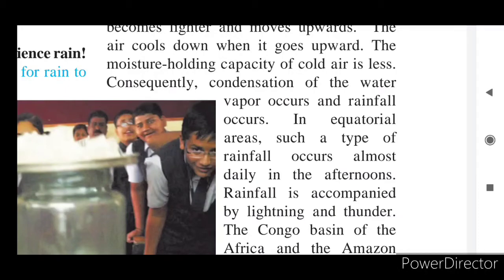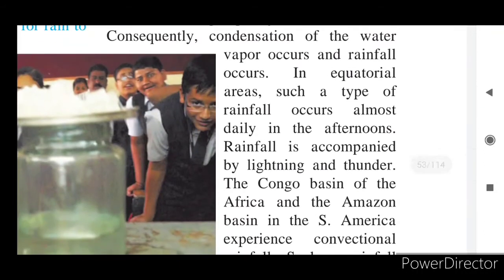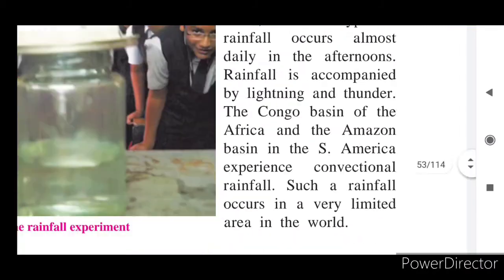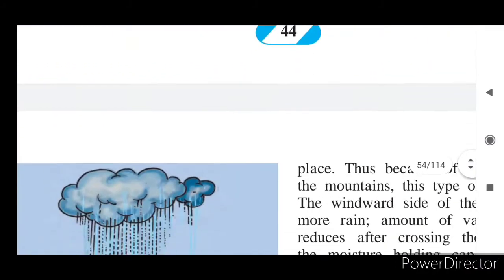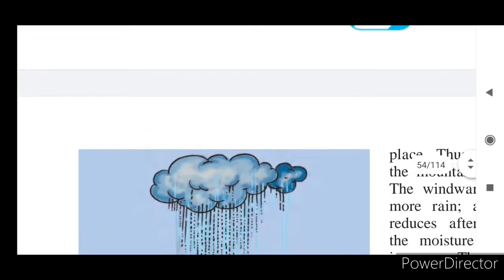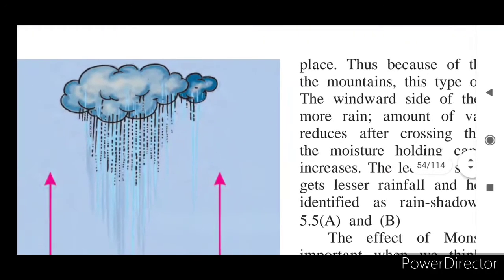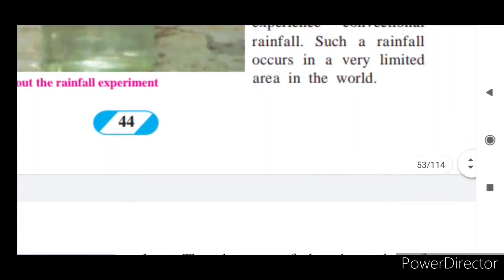The water holding capacity of the clouds is reduced at the cool place, so that's why rainfall is taking place. So this type of convectional rainfall we find in the Amazon basin in South America and the Congo basin of Africa. So see this type of rainfall, now we will see the next.